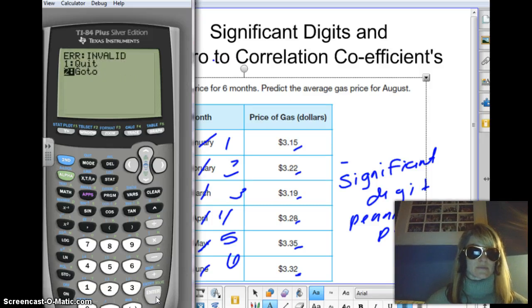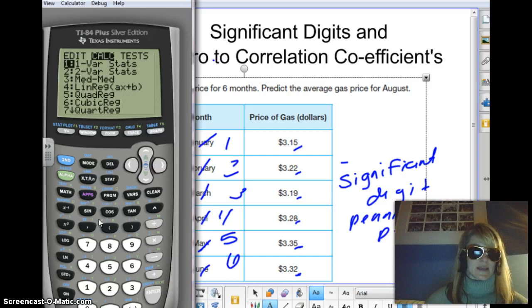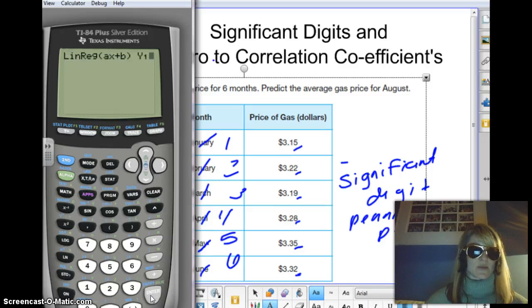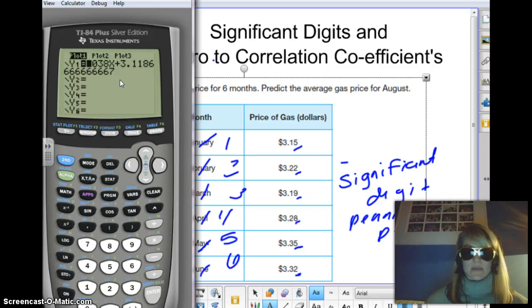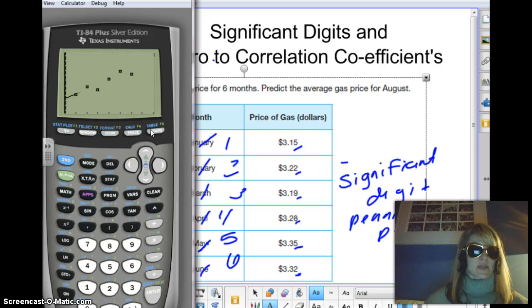Oops, what happened? Let's try that again. Stat 4, and then I want to go to the vars, the Y-vars, and on 1, I want to go into y1 and hit enter. So now when I go to my y1, see how it put it in there for me? I didn't have to copy that big long number in there. And then when I hit graph, I can see my line goes through there quite easily, yeah? Okay.